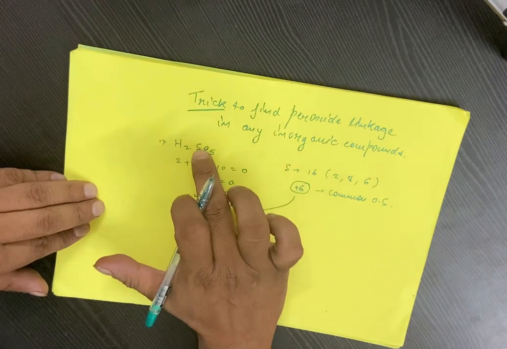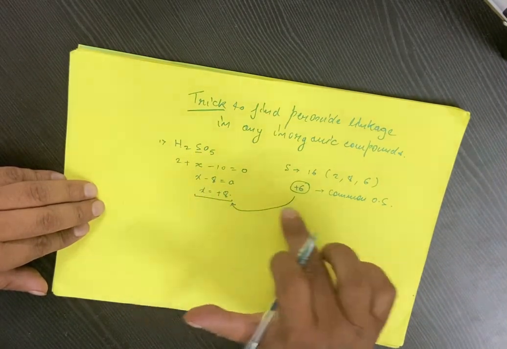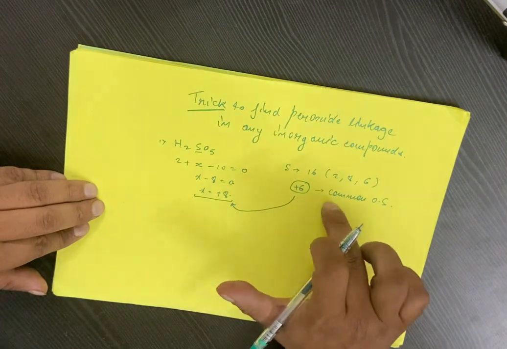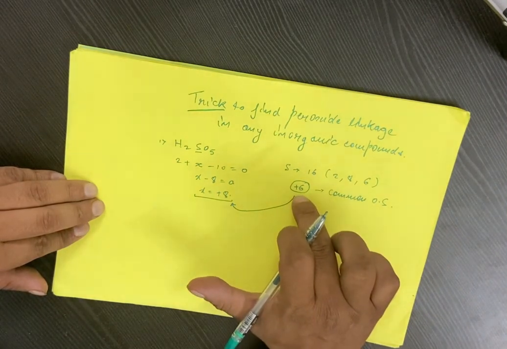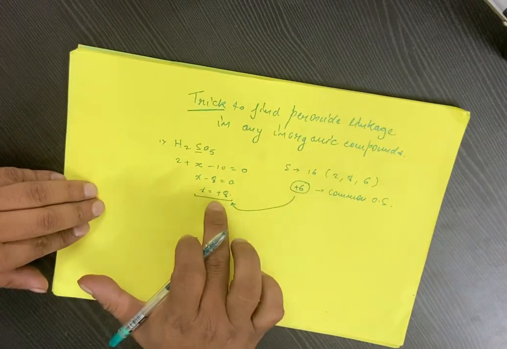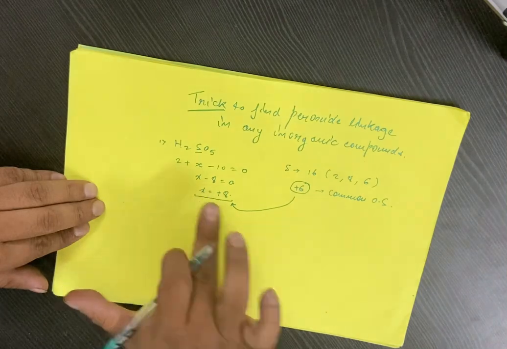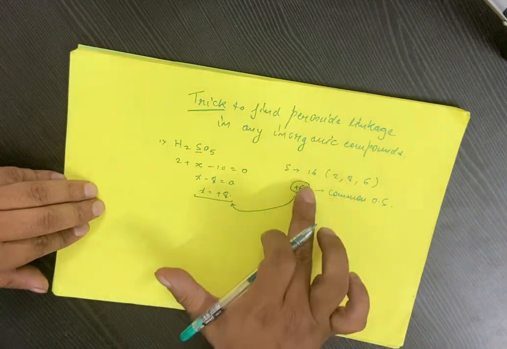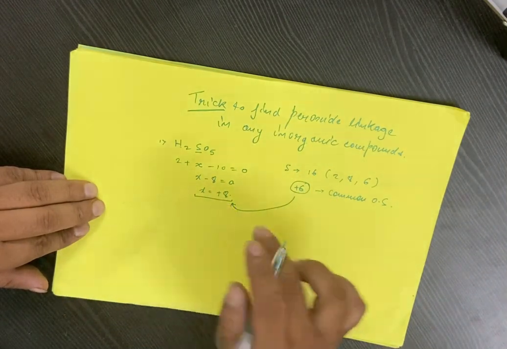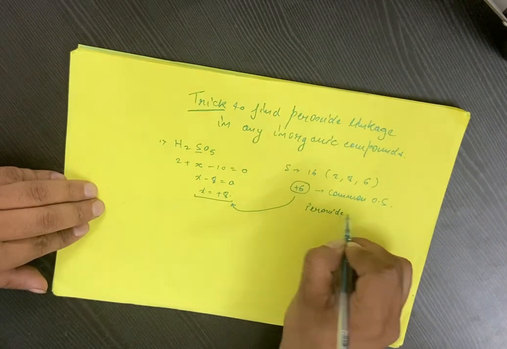Like in this compound H2SO5, sulfur has an oxidation state of plus 8. But sulfur has a maximum or the common oxidation state of plus 6. So it is having a common oxidation state plus 6, but according to the classical method it is coming to be plus 8, which we have calculated. So that's why, as there is a variation from plus 6 to plus 8, it has a peroxide linkage.